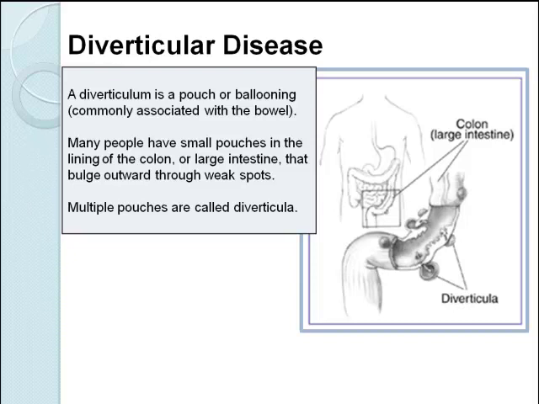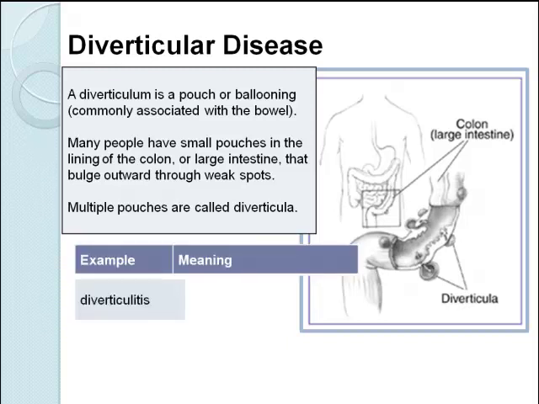It can be quite uncomfortable. Let's look at some word examples associated with diverticular disease. Our first one, diverticulitis. Let's break it down. Diverticule relates to the ballooning or the pouching, and itis is inflammation. So it literally means inflammation of the ballooning of the bowel.